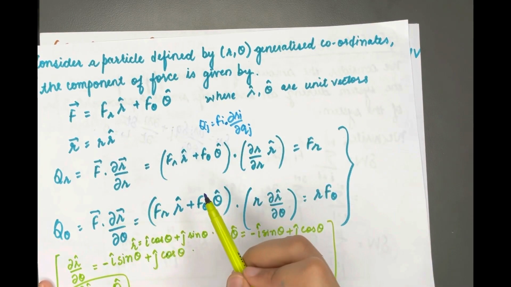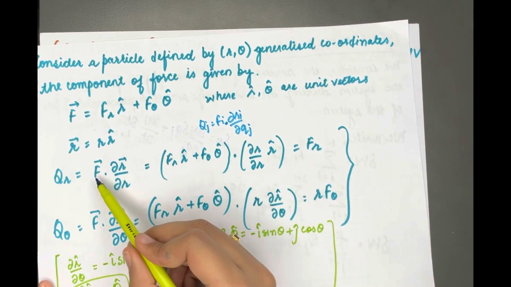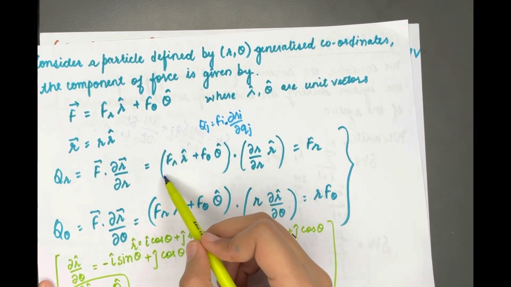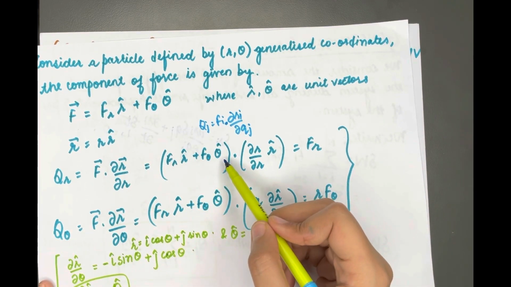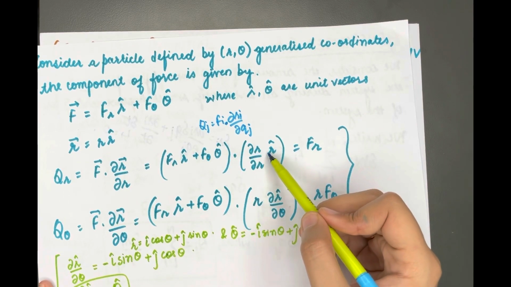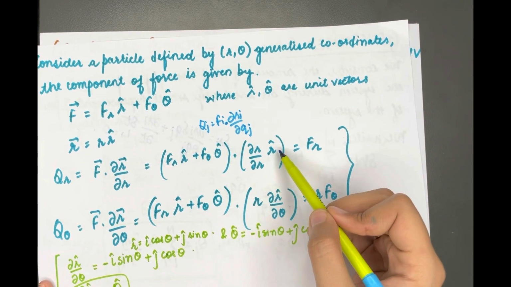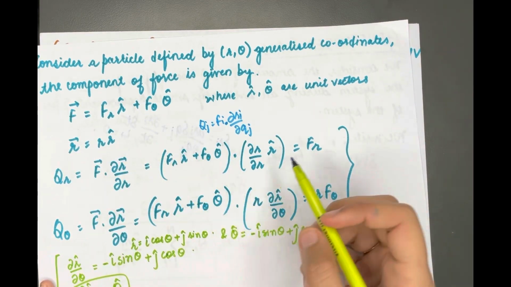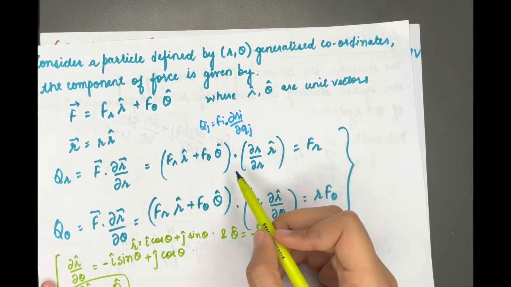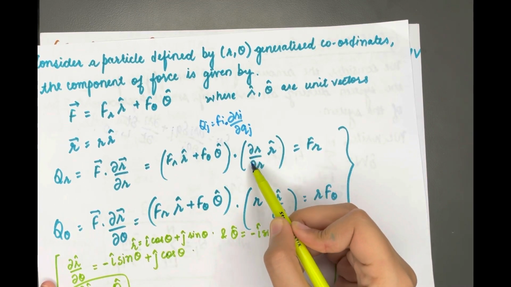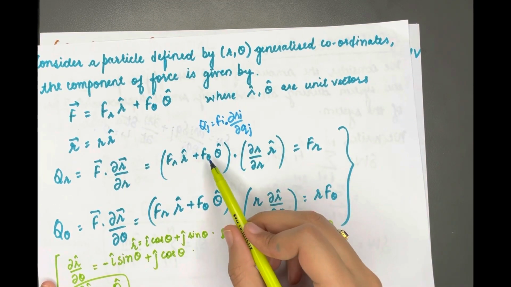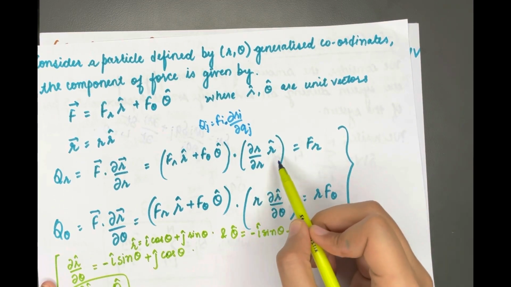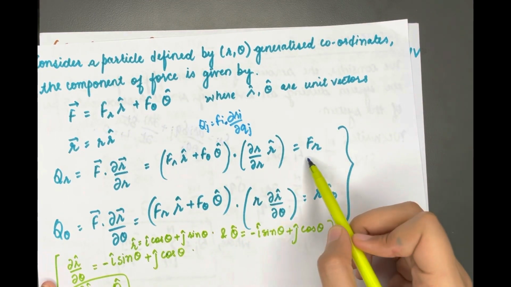Qj is r, so we will write F in component form: (Fr r cap plus Fθ θ cap) dot ∂R/∂r, which is r cap. We have used this expression here. Now when we take the dot product, we multiply Fr into ∂R/∂r. Theta cap is not in this term, so what we get is Fr.